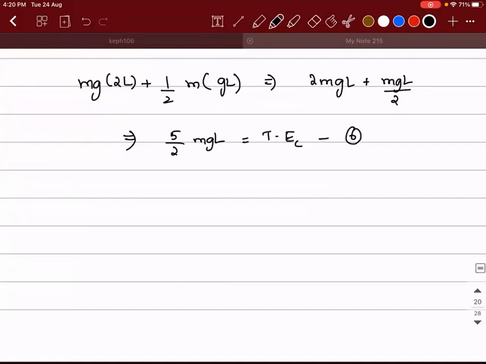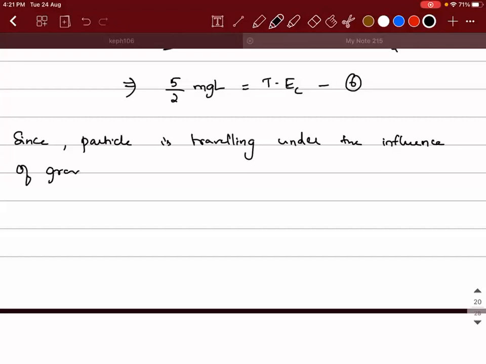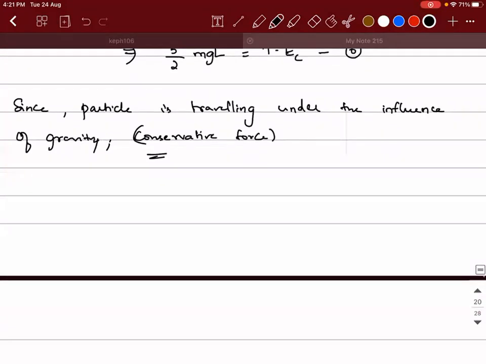Okay. So total energy at point C is 5/2 times mgL. So that is equation number 6. Now see, since the particle is traveling under the influence of gravity, and gravity is a conservative force, what will happen? Energy conservation is applicable.